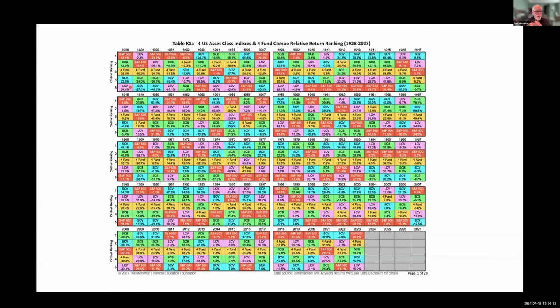But the four-fund strategy, all right, it didn't make 13.2. But it was never in the top, and it was never in the bottom. In fact, 78% of the time, it was dead in the middle. I shouldn't say dead, it was doing just fine, because it had an 11.8% compound rate of return.